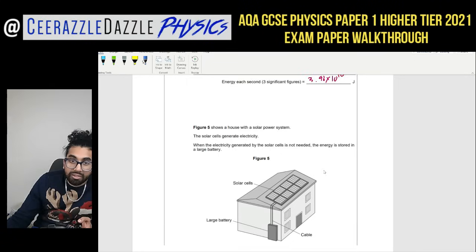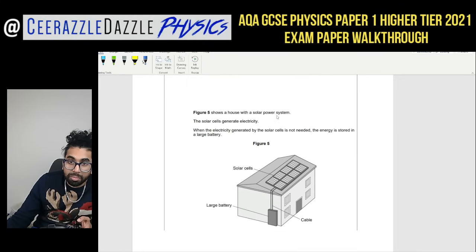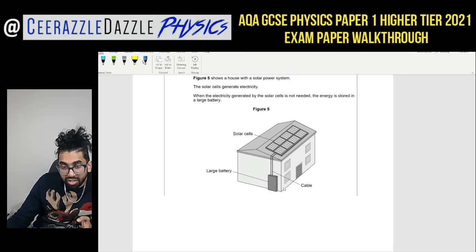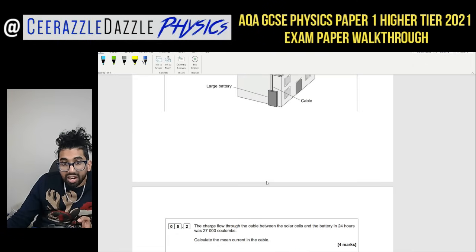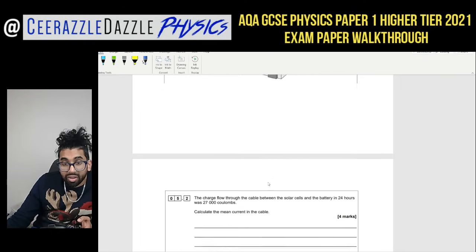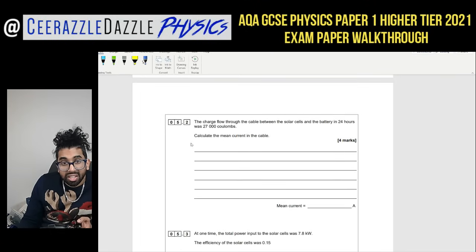Next one, figure 5. Figure 5 shows a house with a solar power system. The solar cell generates electricity. When the electricity generated by the solar cell is not needed, the energy is stored in a large battery. The charge flowing through the cable between the solar cells and the battery in 24 hours is 27,000 coulombs. Work out the mean current in the cable. Hopefully we can identify that current is equal to Q over T.